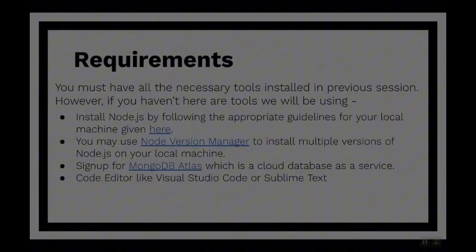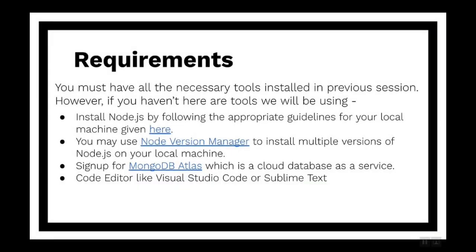Let's move on to the requirements of the project. The first thing is you must have Node.js and MongoDB Atlas. Okay, MongoDB Atlas has to be set up, not installed. You need to have Node.js installed. If you want, you can use Node Version Manager to handle multiple versions of Node, and you need to have a code editor like Visual Studio Code or Sublime Text.